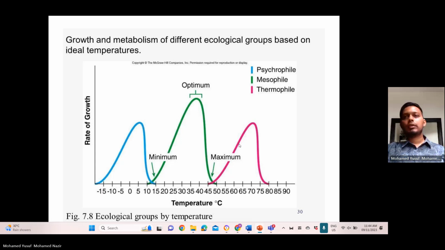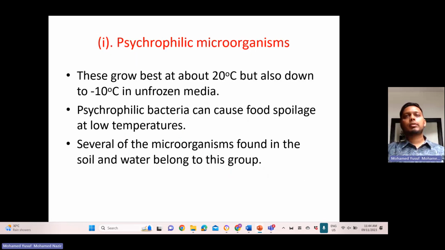Okay. And then for the psychrophilic microorganism, it's able to grow past 20 degrees, but also can grow down to -10 degrees in unfrozen media. That's why, let's say we keep our food in the refrigerator, normally the temperature is around 4 degrees Celsius. Don't be surprised that if you keep it over a longer period of time, the food can still be spoiled.